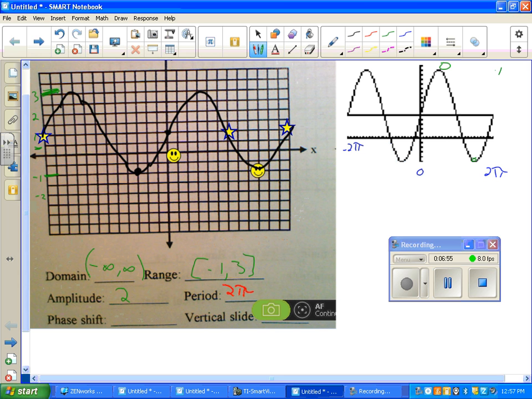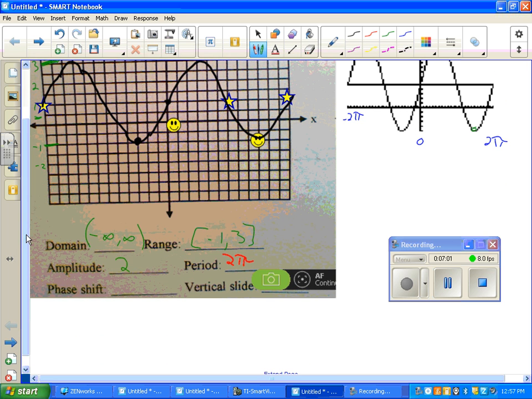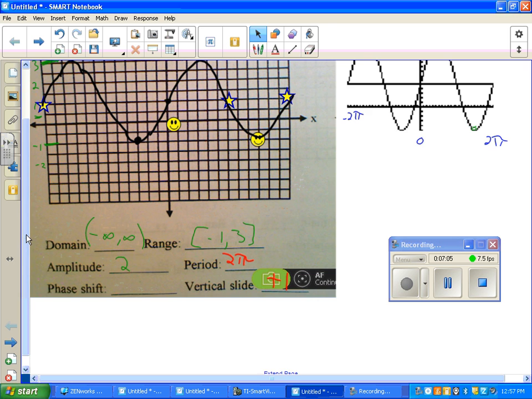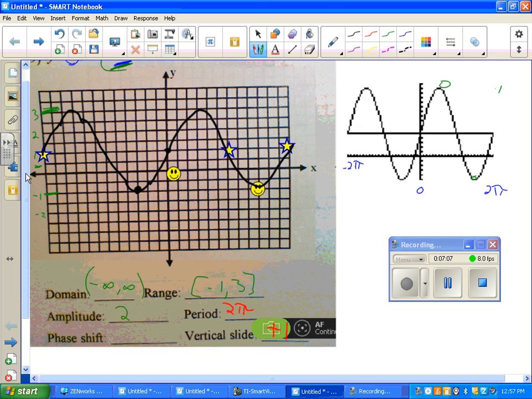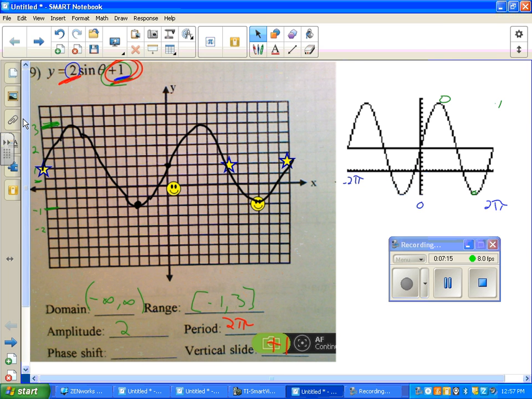Phase shift, it wasn't shifted anywhere to the right or left. Vertical slide, ooh, is this our first vertical slide? It went up 1. Vertical slide change, okay, and our amplitude change. Let's take a look at the next one.